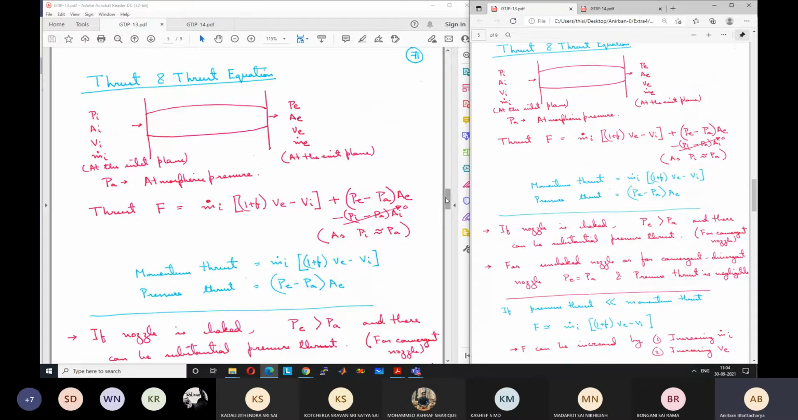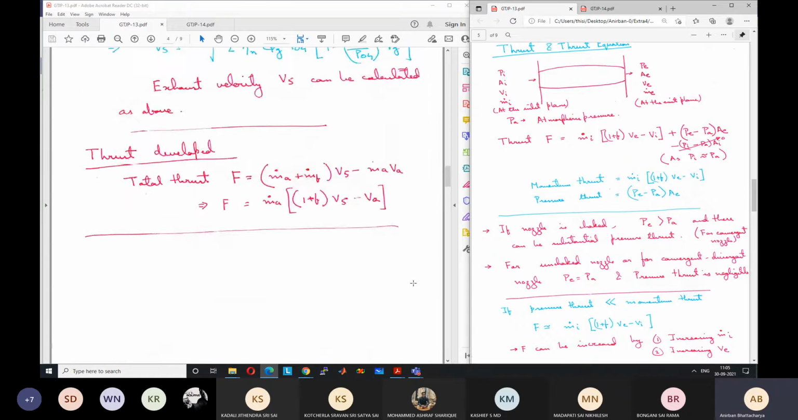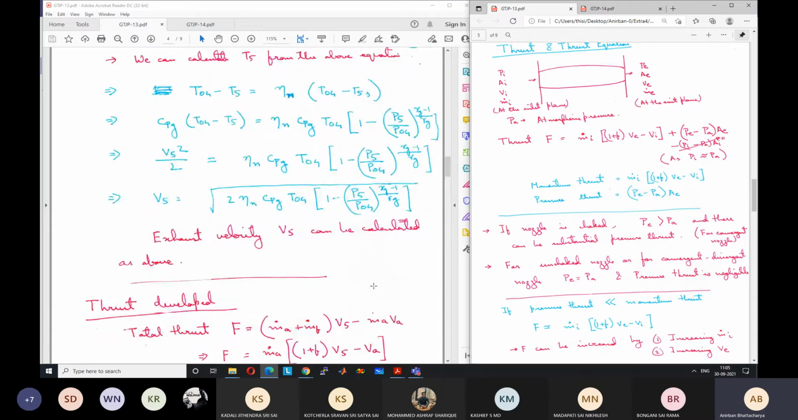unchoked, meaning that the exit pressure of the nozzle was equal to the ambient pressure, and the sonic velocity was not reached in the nozzle. That case we had discussed. That is like a simple nozzle. Just based on the change in enthalpy, we can calculate what the exit velocity should be, and accordingly we had discussed that. And then we had discussed what is the thrust developed for that case.